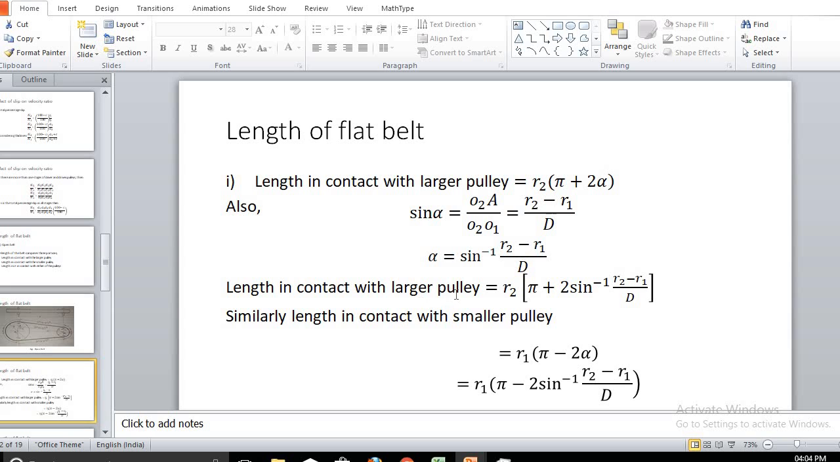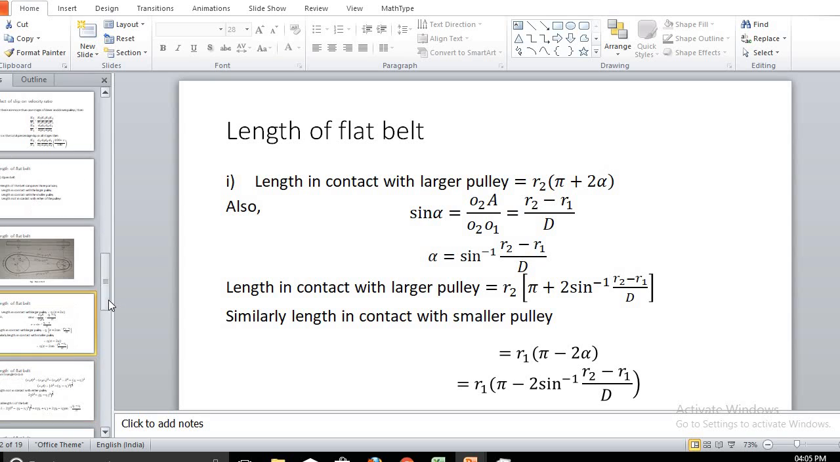So the length in contact with the larger pulley is simplified as R2 pi plus 2 alpha, where we put the alpha value as sin inverse of R2 minus R1 by D. Similarly for the smaller pulley, only the angle is changed: the angle is pi minus 2 alpha and the radius is r1. The alpha value is substituted here, and it changes like this.